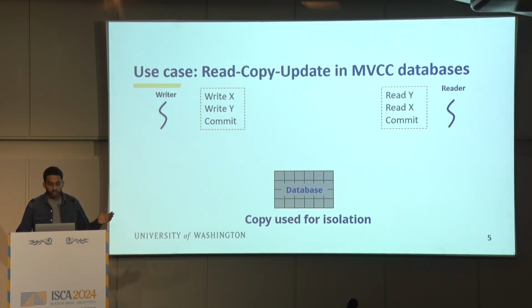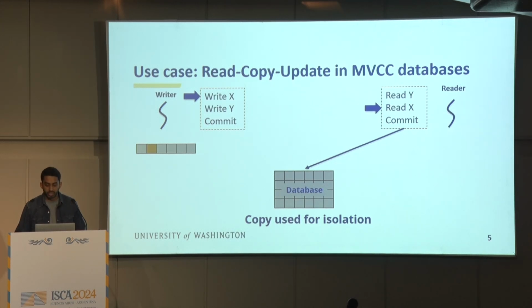So multi-version concurrency control databases, or MVCC databases, copy rows or tuples being modified to local buffers to preserve isolation guarantees. So in this example, we have two threads performing transactions on the database concurrently, and one is a writer and one is a reader. And before performing the modifications, the writer creates a copy of the row that it wishes to modify. The writer then performs its required modifications to its local copy, which allows the reader to read the unmodified data from the original database and avoid inconsistencies in operations.